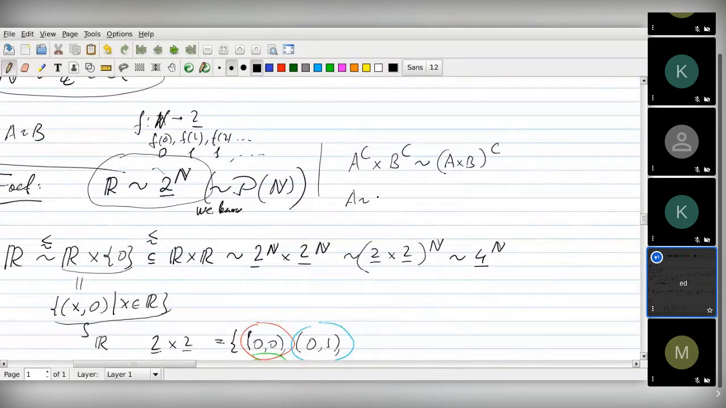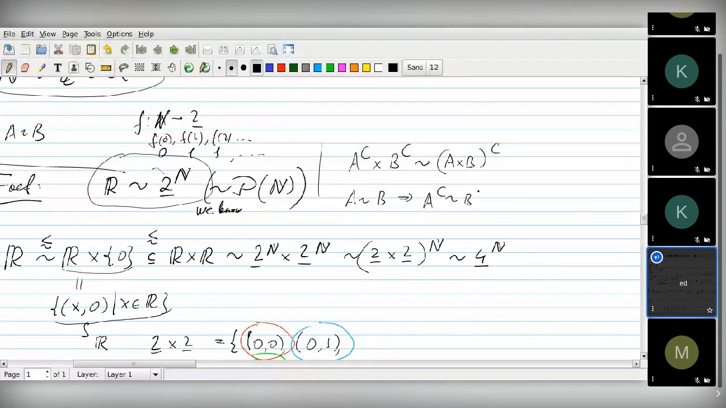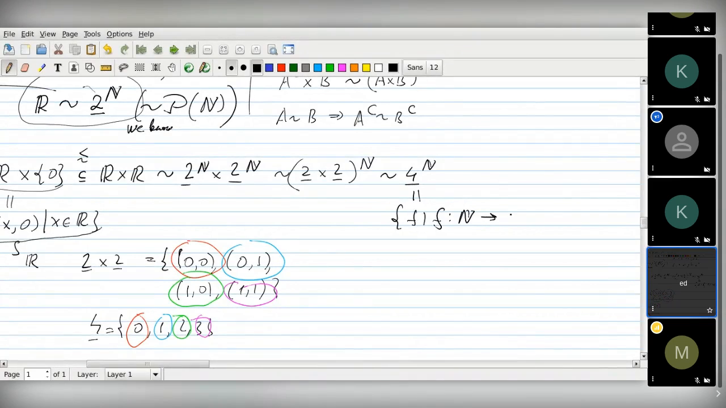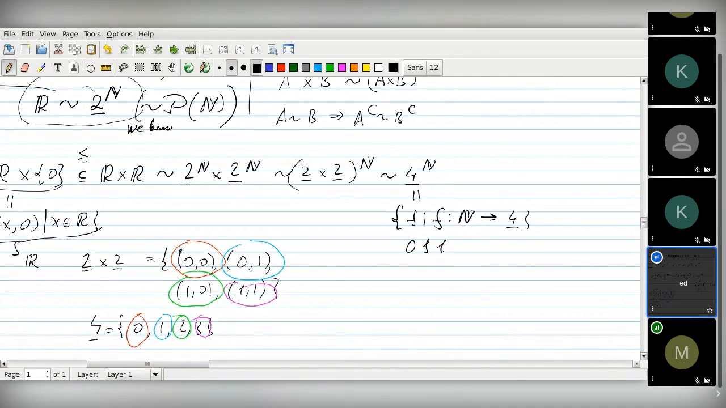Yes. And we know that if A is equivalent to B, then A to the power C is equivalent to B to the power C. We have proved that last time, we know it. So, this is 4 to the power n. But what is 4 to the power n? 4 to the power n is a set of all functions from naturals to 4 on the line. So it is a set of all sequences of the following form: 0, 1, 1, 2, 3, 0, 3, 1, 0, 0, 2, 1, and so on. All infinite sequences of numbers from 4 underlined. So this is a set of all such functions.